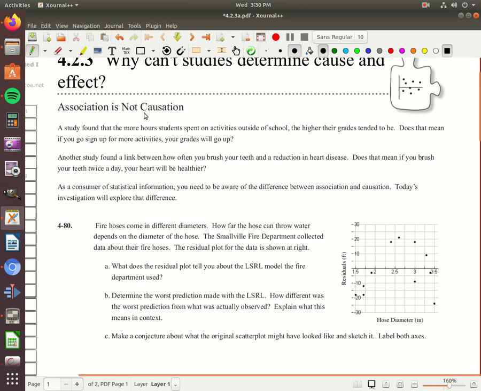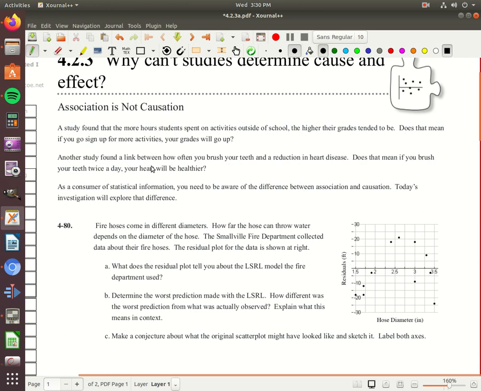A study found that the more hours students spent on activities outside of school, the higher their grades tended to be. Does that mean if you sign up for more activities, your grades will go up? Well, probably the kind of people that are more active are probably the kind of people who care more about their grades, right? If you don't care about your grades, maybe you're the kind of kid that sits at home and does nothing all day. Certainly not watching this video.